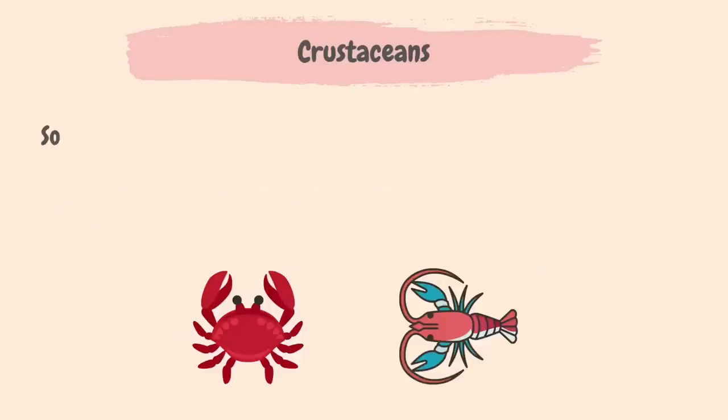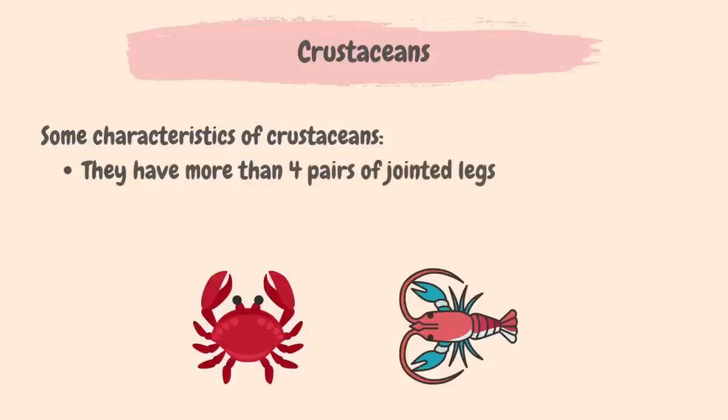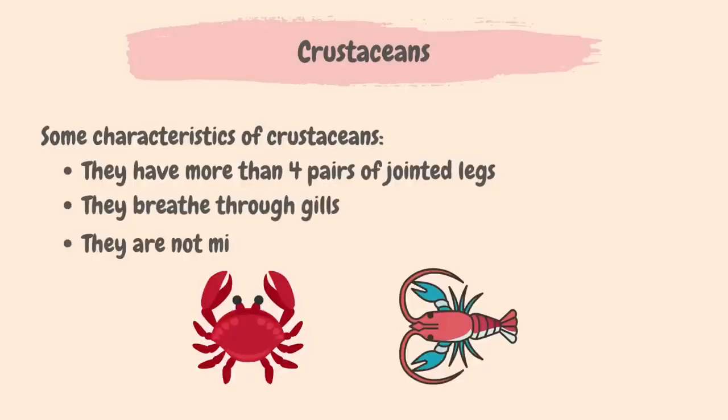The final class of arthropods are crustaceans. Some of their features are that they have more than 4 pairs of jointed legs and they breathe through gills. They are not millipedes or centipedes. Crabs and lobsters are types of crustaceans.